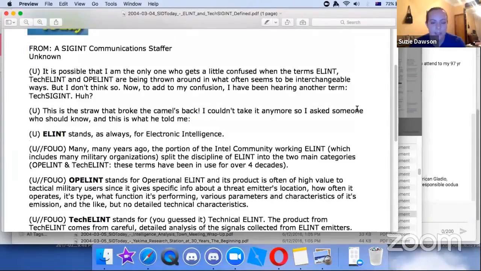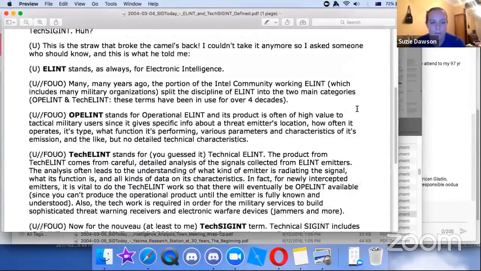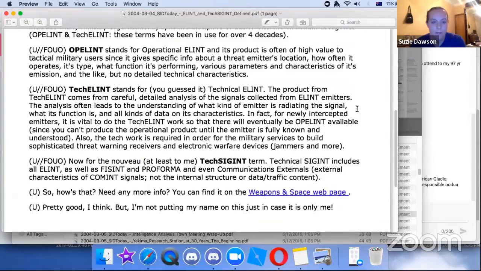ELINT and TextSigInt defined. ELINT is electronic intelligence, which breaks down into operational electronic intelligence and technical. A threat emitter's location.